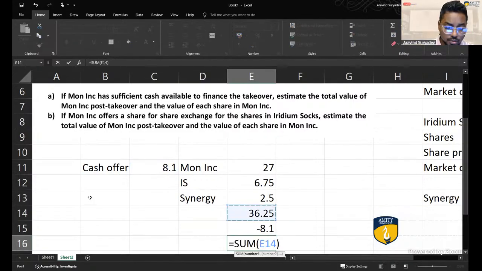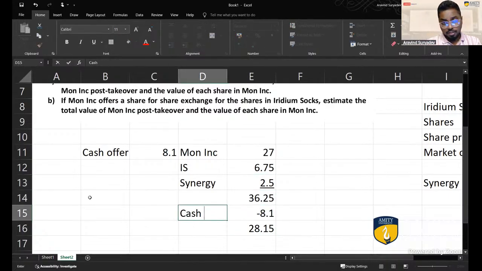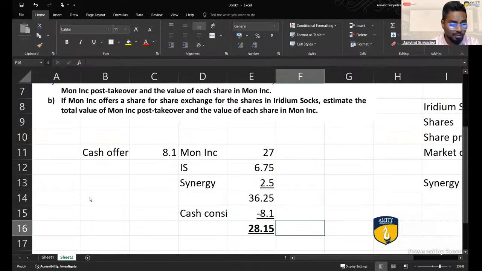Why? Because Mon Incorporated would be paying this to get the synergy, and to get the synergy, they have to get the subsidiary. They have to buy Iridium SOX. To buy Iridium SOX, they have to spend 8.1 million. That's why I have to put the cash consideration here. So the total value of the new company will be 28.15 million.